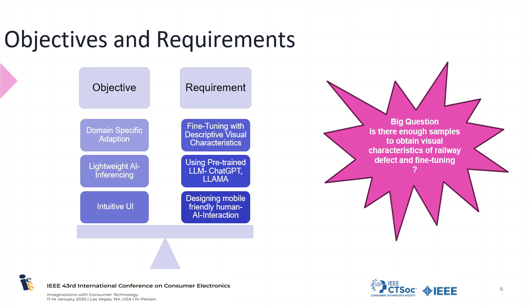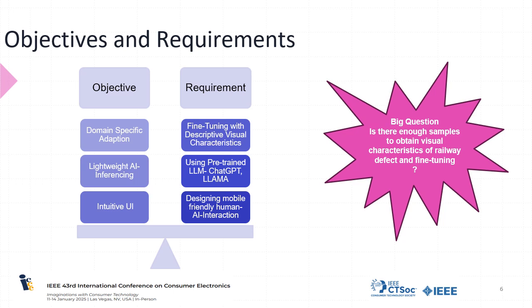Now, to overcome these gaps identified in the literature, we focus on three key objectives and requirements. First, we want to introduce a light AI inferencing engine that enables fast and efficient texture generation on resource-constrained devices. We also need to achieve domain-specific adaptation, ensuring the tool is specifically generating and visualizing the unique characteristics of defect textures, which also aligns with the requirement for a pre-trained LLM like ChatGPT that should be fine-tuned with the descriptive visual characteristics of the particular defects.